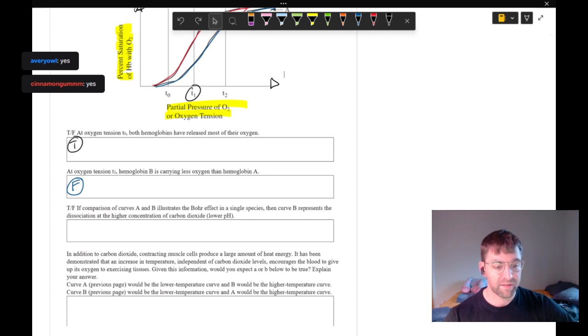True or false? If comparison of curves A and B illustrates the Bohr effect on a single species, then curve B represents the dissociation at the higher concentration of carbon dioxide, that is, lower pH. At lower pH with more carbon dioxide present, would oxygen be more or less likely to bind to hemoglobin is kind of what this question is asking. This one is also false.